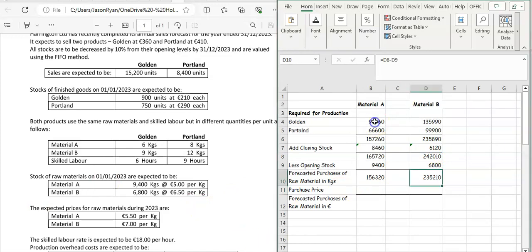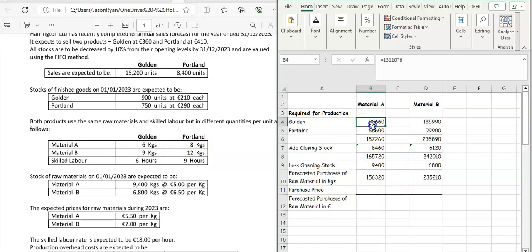What we've done so far is we've found out how much material A we need for Part A. For material A for Golden, by taking the 15,110 multiplied by 6, so Golden needs 6 kgs. We do the same for material B, 15,110 multiplied by 9. So for Golden for material B, we need 9 kgs. And then for Portland for material A, 8,325 multiplied by 8 kgs. And then for material B, 8,325 multiplied by 12, taken from here.